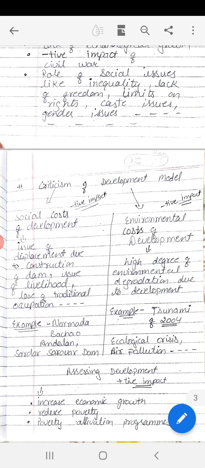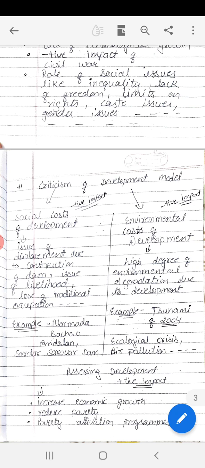So critics of development have pointed out that the kind of development models which have been adopted in many countries have proved very costly for the developing countries. Now first is the social cost of development. This model of development has had a high social cost.